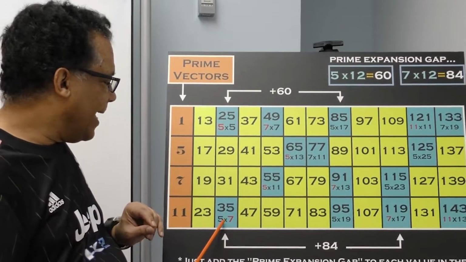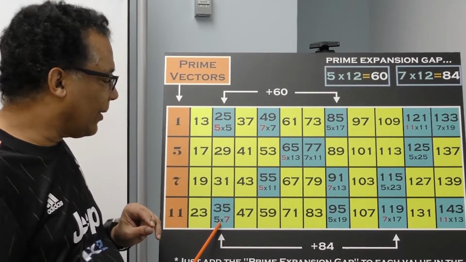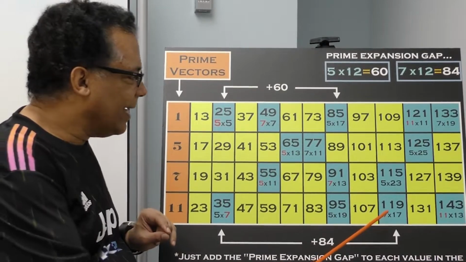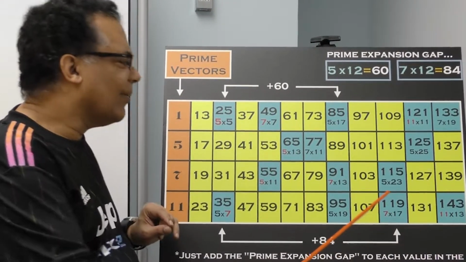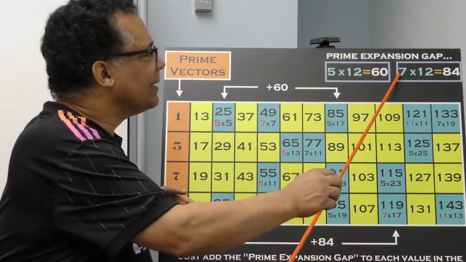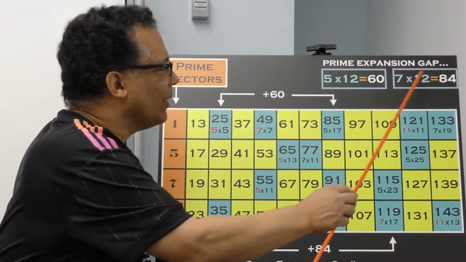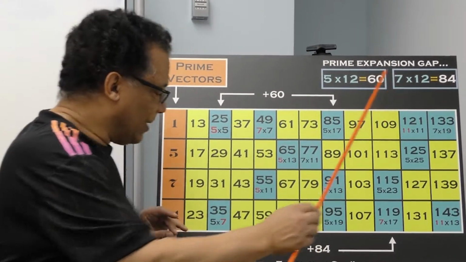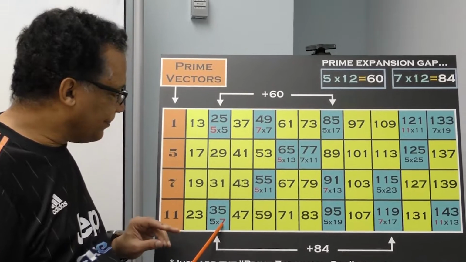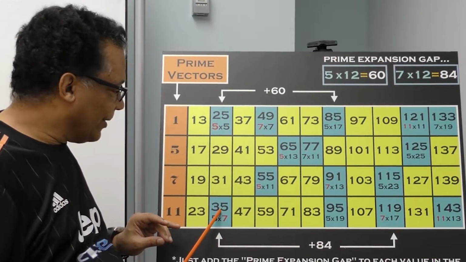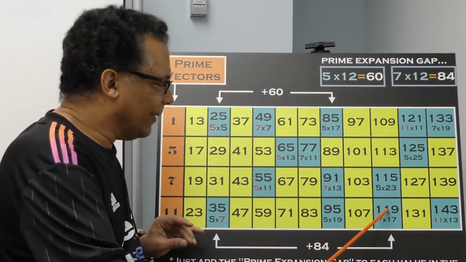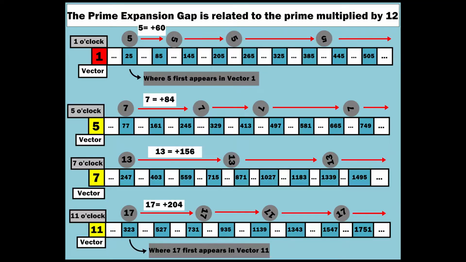Same thing here. Add 84 to 35, and you get to 119. Why did we add 84? Because 7 times 12 is 84. 7 is a factor. 7 is a factor here. So we add to 35, 84, and we get to 119. This board shows us modulo 12, where we can use simple addition to discover new composites.